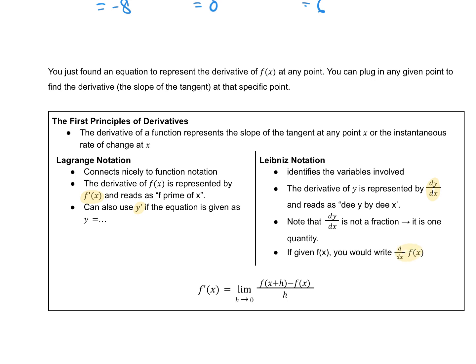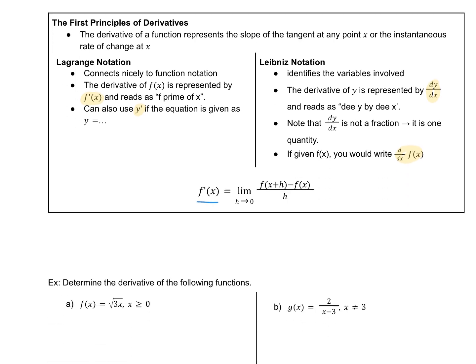So what is the first principles? It's the difference quotient but using a general variable. So the derivative of f at x, so f prime of x, is the limit as h approaches 0 of f at x plus h minus f at x all over h. So the only difference between this and the difference quotient is that we're not subbing in a specific value for x while we're evaluating our limit. We keep it as that general variable, which gives us the derivative.